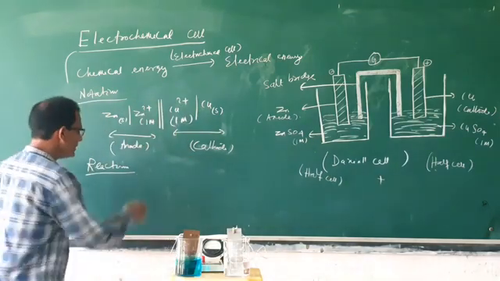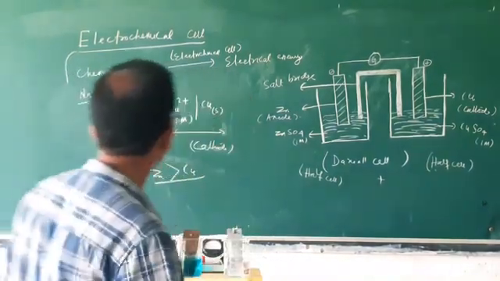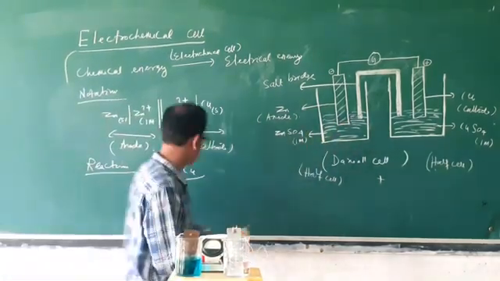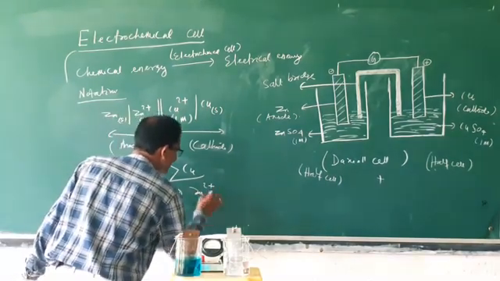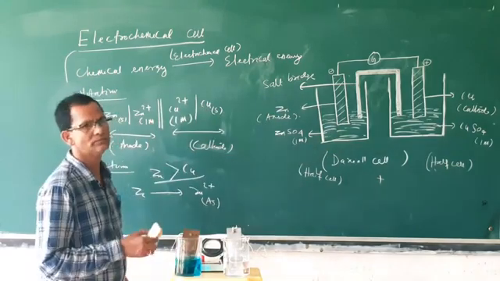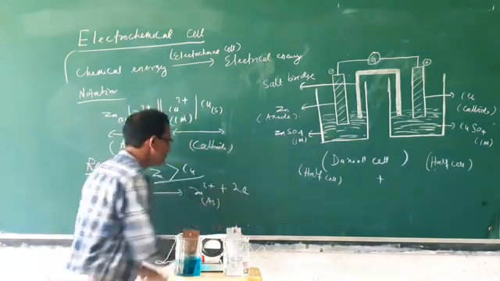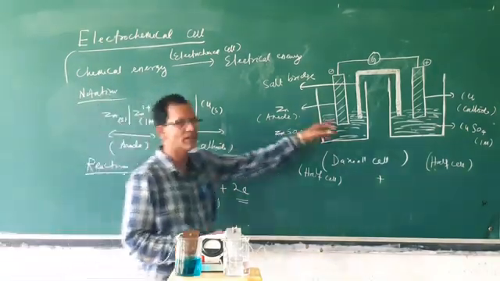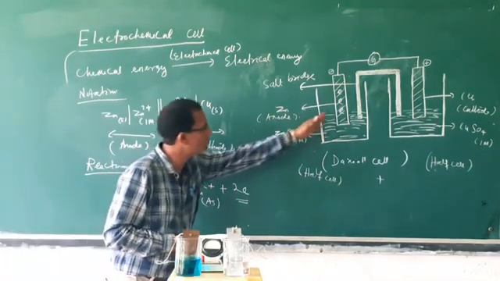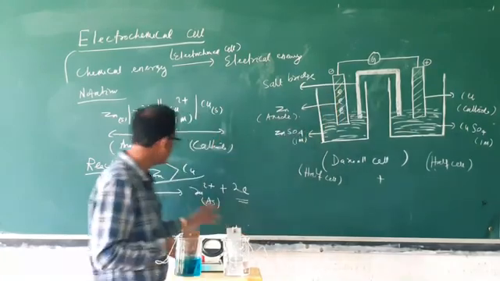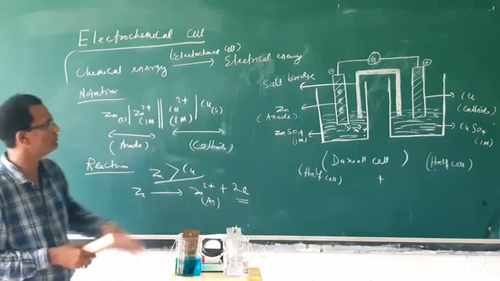Here, as zinc is a more reactive metal than copper, what happens? Zinc gets oxidized to Zn2+ ion, and this Zn2+ ion dissolves in water. After being produced from the zinc rod, it dissolves in the aqueous medium, releasing 2 electrons. These 2 electrons remain in the zinc rod, but the zinc ion is separated from the zinc rod and dissolved in the solution.